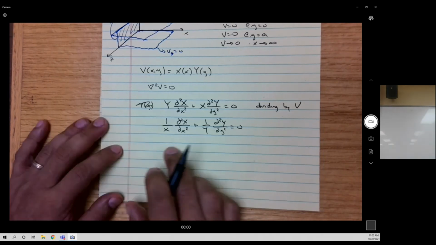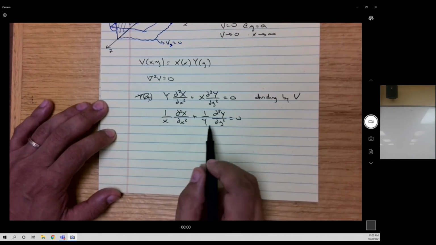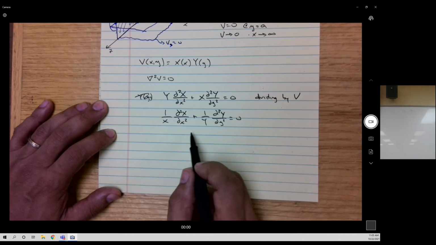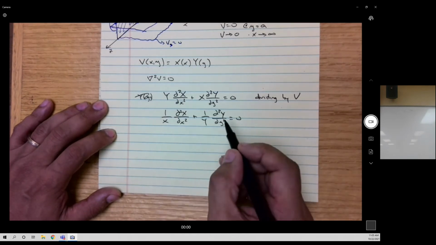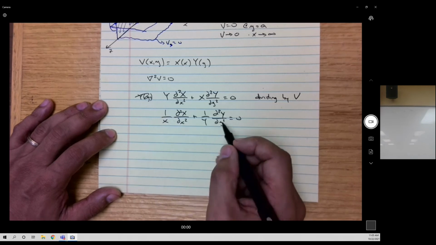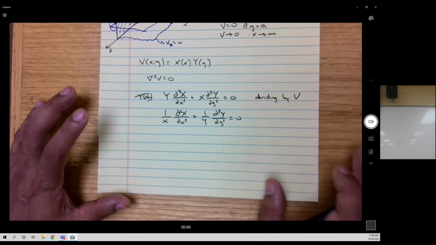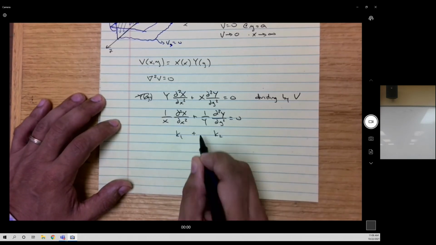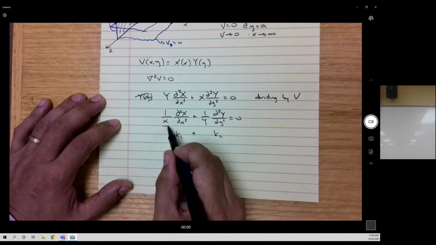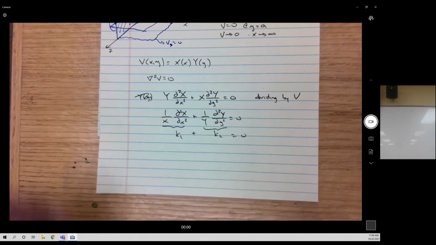Now, what we saw last time is that the only way we can solve this equation, if we're taking the double derivative of a function that only depends on x, and the double derivative of a function that only depends on y, and we add them together, and those are equal to 0, is if these are equal to constants. So all these have to be equal to a constant, so that we can add them together and get 0.